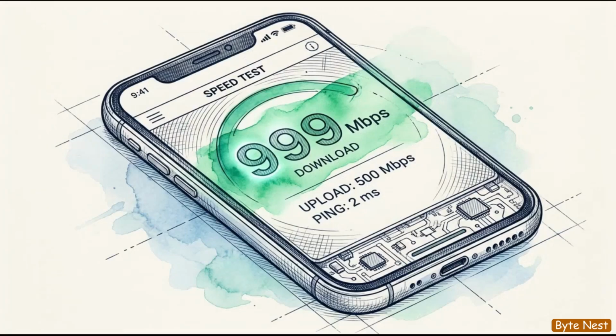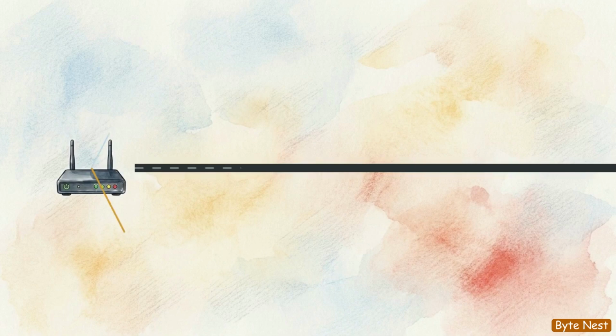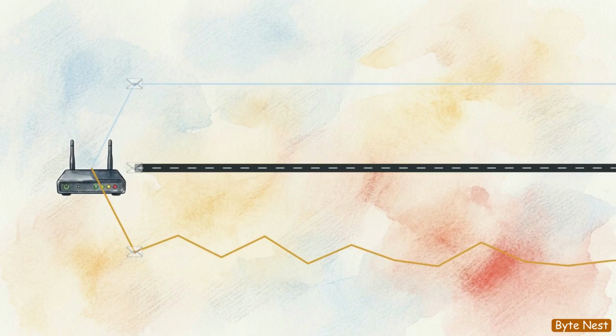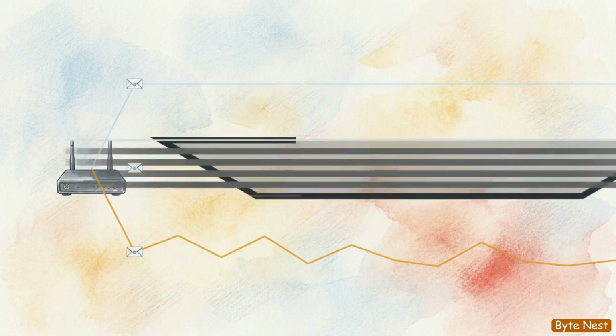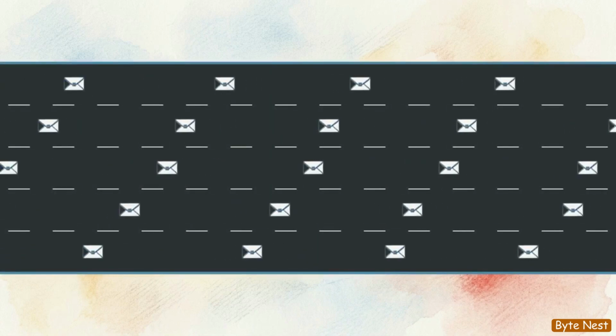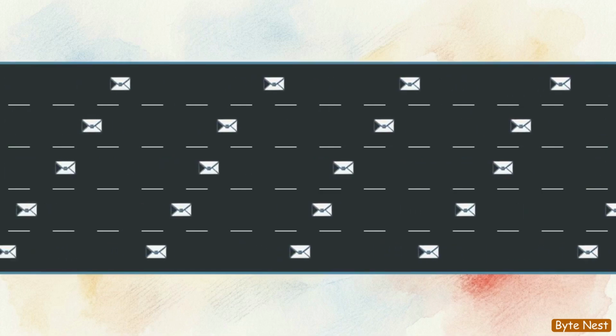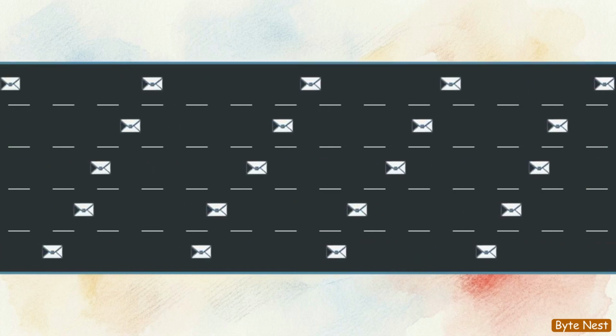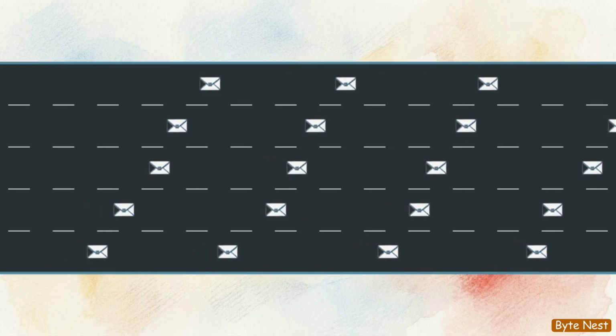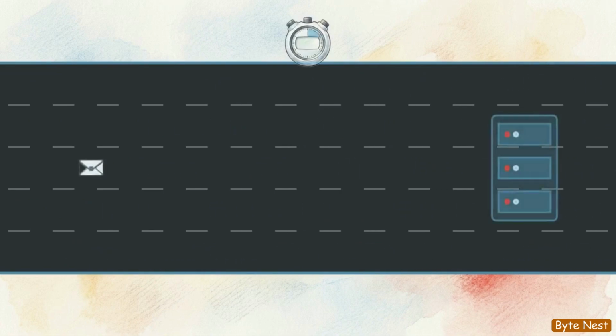To understand why your speed test lied to you, we have to look at the 3 specific ways a network actually moves these envelopes. Think of your connection as a digital highway. Bandwidth is simply the number of lanes available. It determines how many packets can travel side by side, but it says nothing about how fast they are driving. Latency, or ping, is the total travel time. It's how long it takes for one packet to reach a server and come all the way back to you.